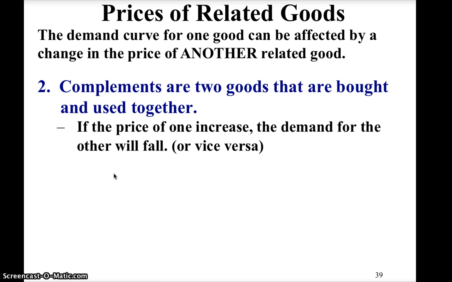So think about that peanut butter and jelly example. If the price of peanut butter increased by, say, 100%, it doubled in price, then people are going to buy less peanut butter, and they're probably going to buy less jelly to go with it, so the demand for jelly would fall, even though it was just the price of peanut butter that increased.